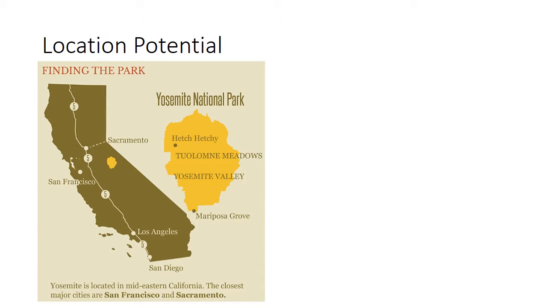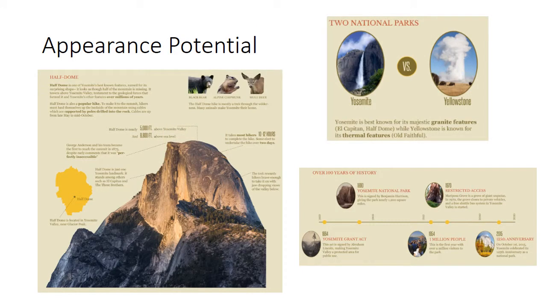The second kind of visual potential is location potential. The idea that I chose to represent with location potential was Yosemite National Park in relation to the state of California. For this reason, my display shows the state of California with its major cities and its major roadways, and also where Yosemite sits within the state. Then, off to the side, I showed a larger display of Yosemite itself, showing where some important landmarks and regions of the park are.